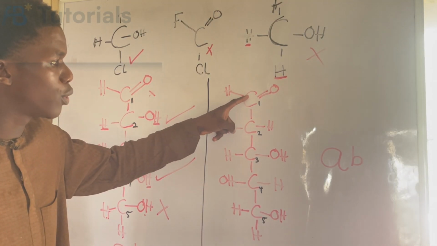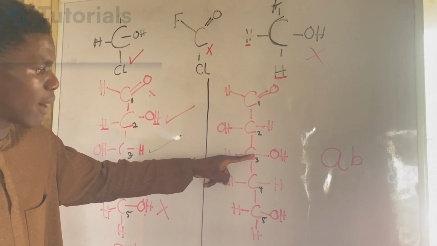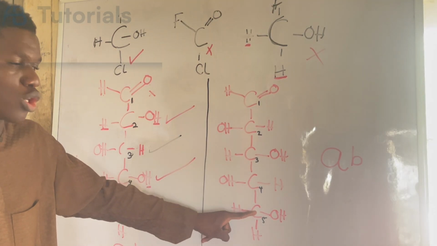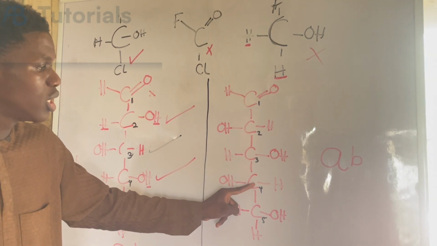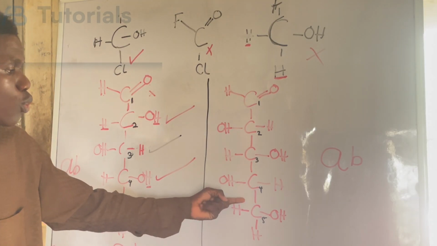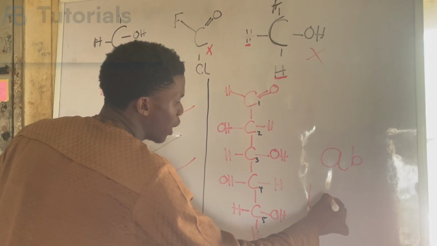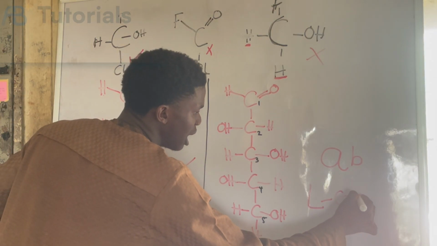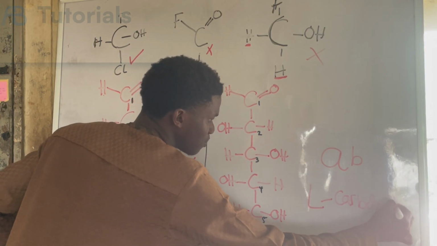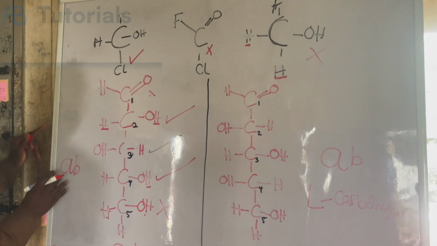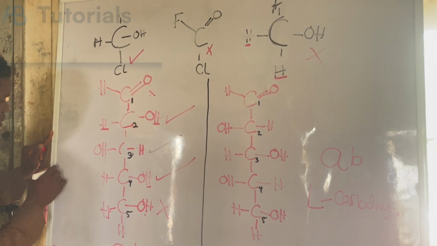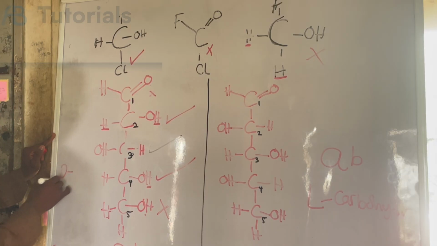Look at this one. This is not a chiral carbon. This is a chiral carbon, a chiral carbon, and this is the last chiral carbon. This one is not a chiral carbon, right? So on this chiral carbon, the OH is on the left. So we call this one L carbohydrates. Let me just call them L carbohydrates. Why this one is called a D carbohydrate. I hope it is clear.